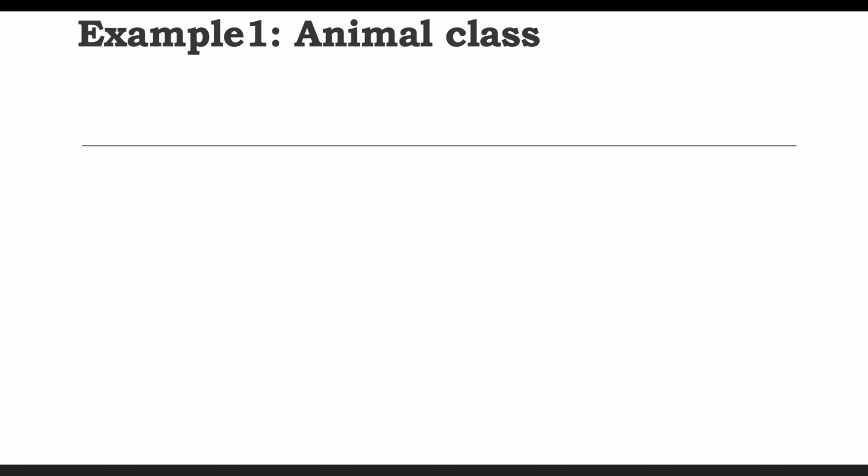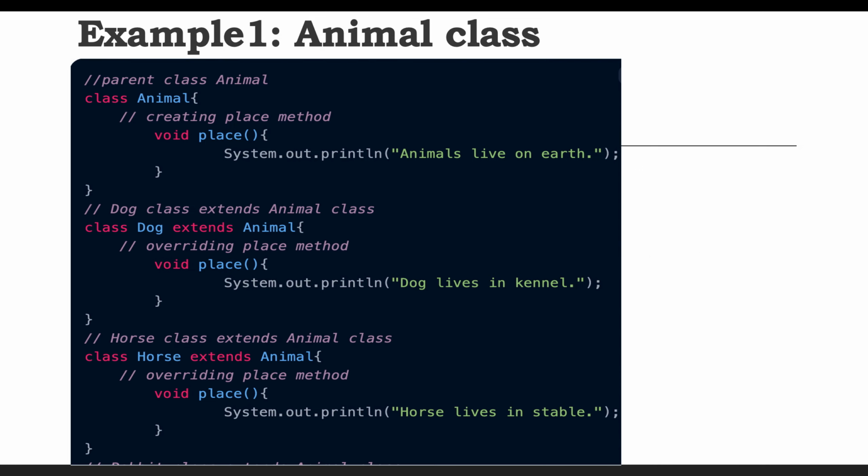Let's see some examples and we'll understand more. The first example is an Animal class. Let's say we have an Animal class that is behaving like a parent class in this case, and let's say we have one method called place. If you can see, the place method signature is void place, and inside that it has some definition. The definition can be anything, for example we have written "animal lives on earth".